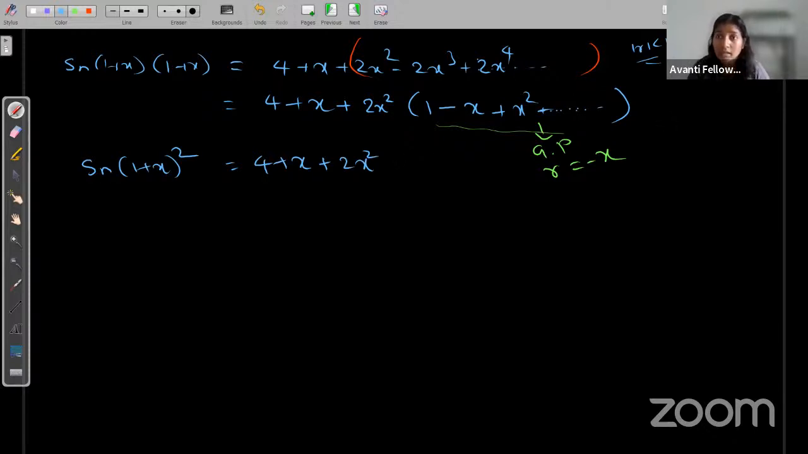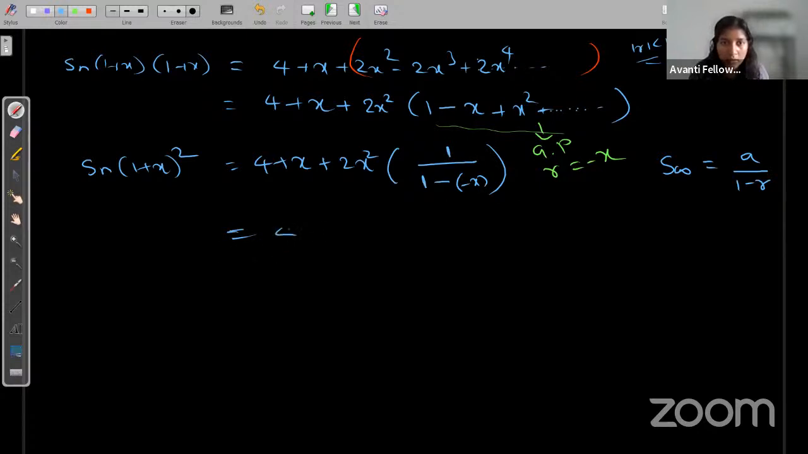It's a GP. So the sum of the infinite terms, S infinity, is equal to A upon 1 minus r, right? Correct? The same thing we will use here. So what is it going to be? A is what? A is 1 here. 1 divided by 1 minus r. r is equal to minus x, right? So 1 over 1 plus x.